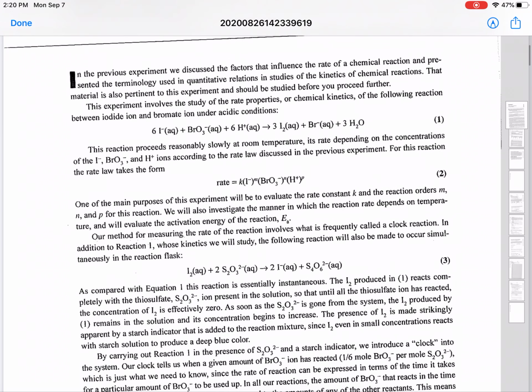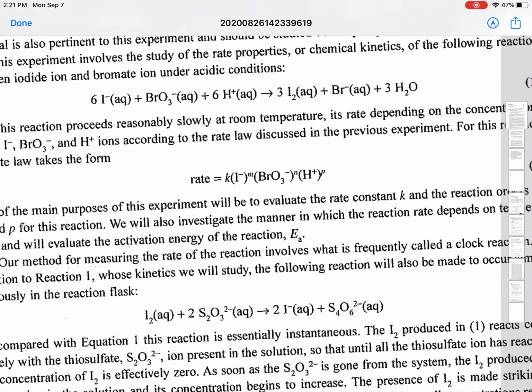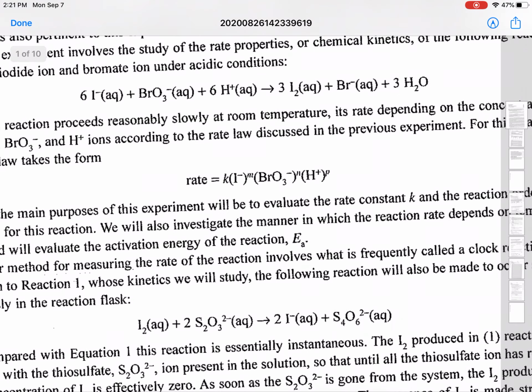So you can see in equation 2, we can write the rate. K is the rate constant, and then the concentration of I minus, that could be the order M. Okay, we can consider that as order M. With respect to bromate, order could be N, and then with respect to H plus, hydrochloric acid, that can be order P. So this M, N and P, they are the orders of reactions.